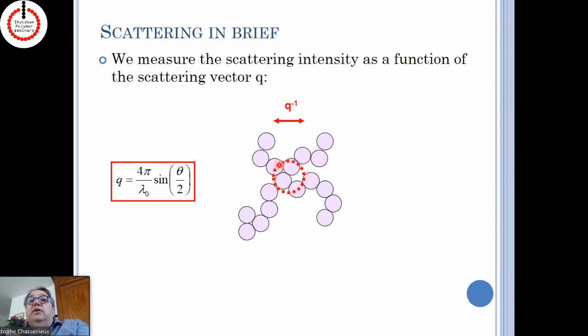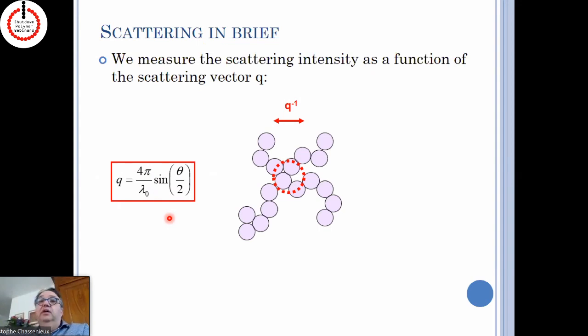The size of this circle is the inverse of the scattering wave vector. The scattering wave vector is given by this equation, and you can see that it depends on the wavelength of the light that I use to send on my sample, and it also depends on the scattering angle at which I achieve my measurements. So in order to understand this value of the scattering wave vector, you just have to figure out that when you want to take a selfie of yourself, if you are too close, you will only make a picture of this part of you.